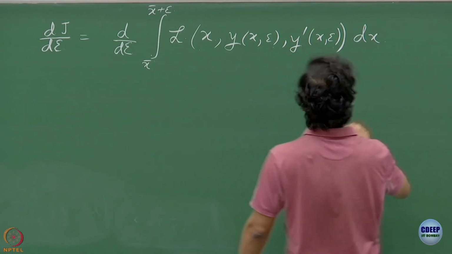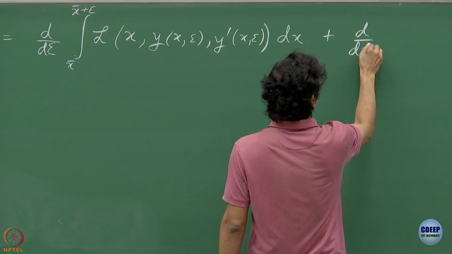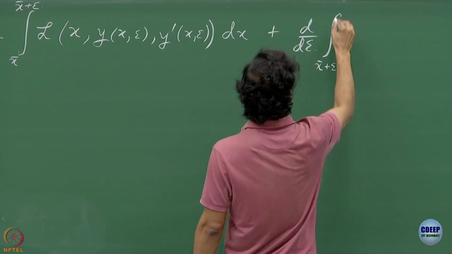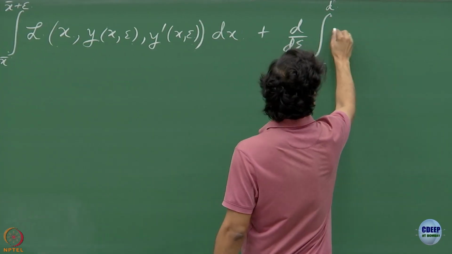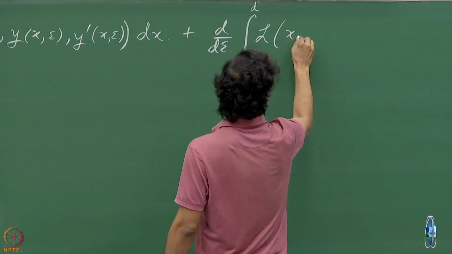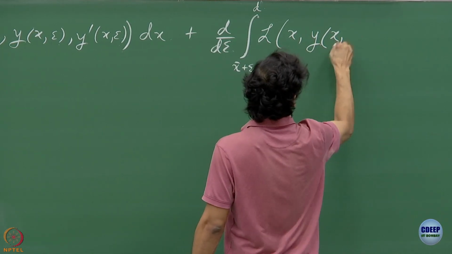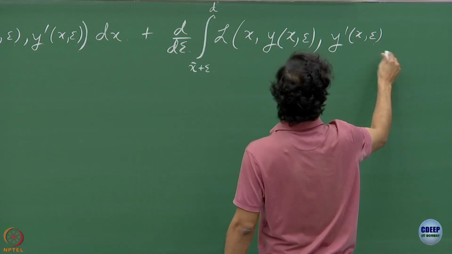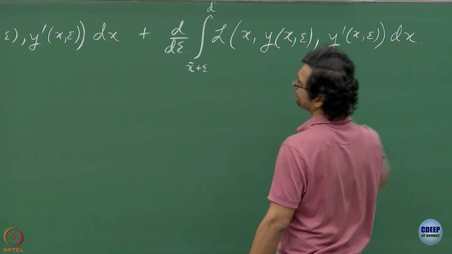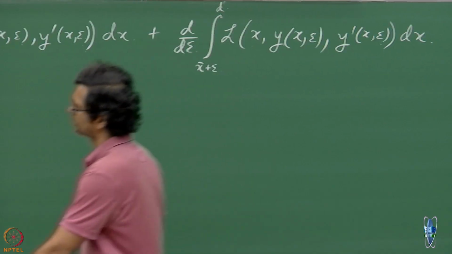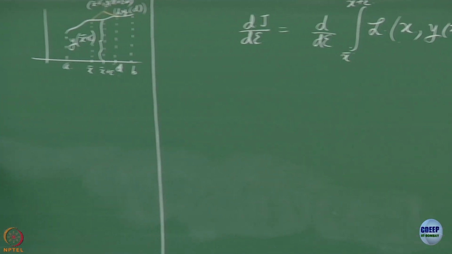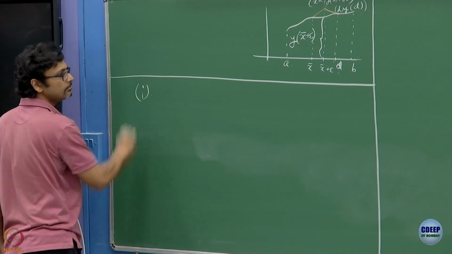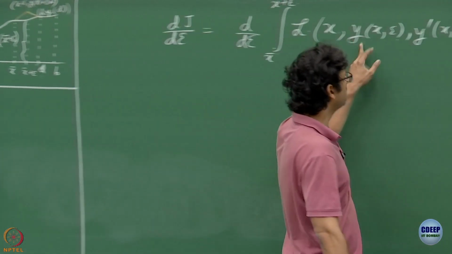Okay, plus d d epsilon from x bar plus epsilon to d. It's again the same thing, x, the perturbed curve, that is y(x, epsilon), and y prime(x, epsilon) dx. Okay, so I'll collect together terms like I was doing yesterday. What's this going to lead to quickly?